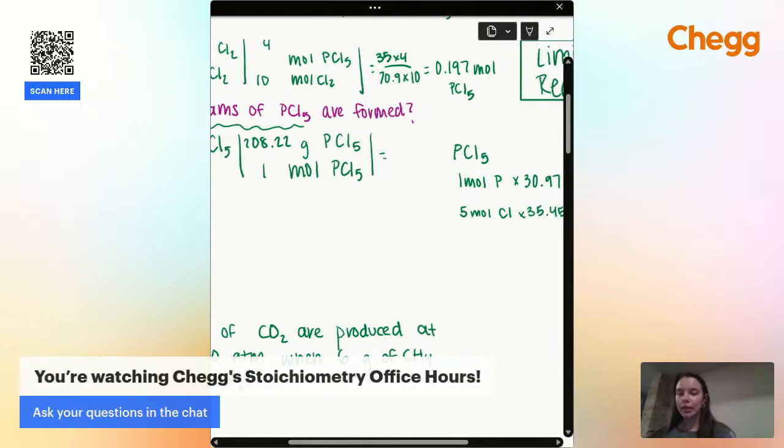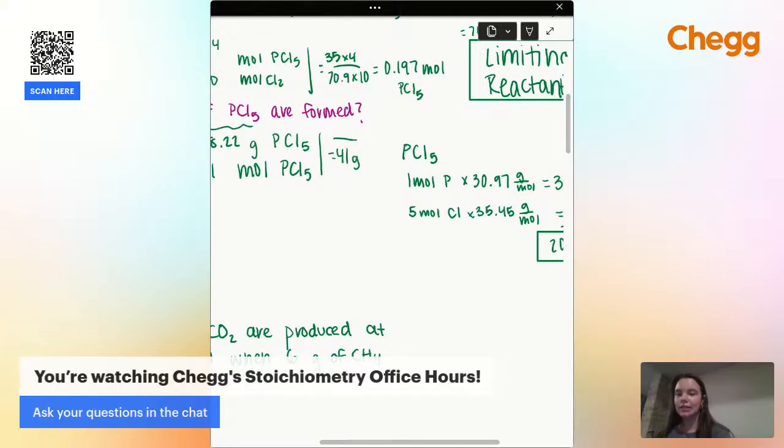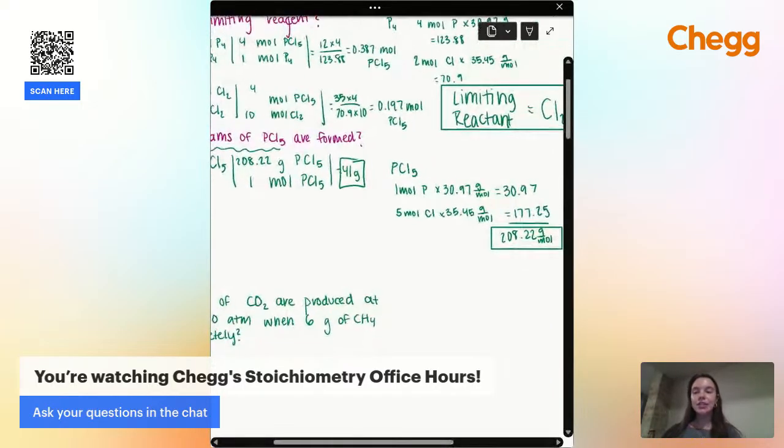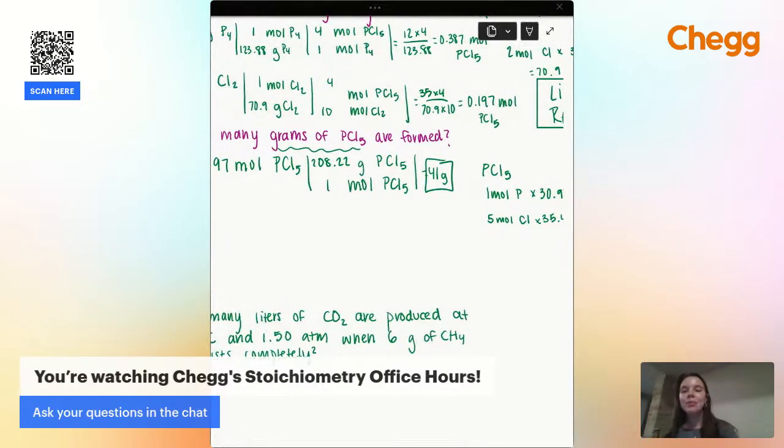And we got 41 grams of PCl5, which is great. Hopefully everyone got that answer. Again, if you didn't and you want to go over it in more detail, we can do that.